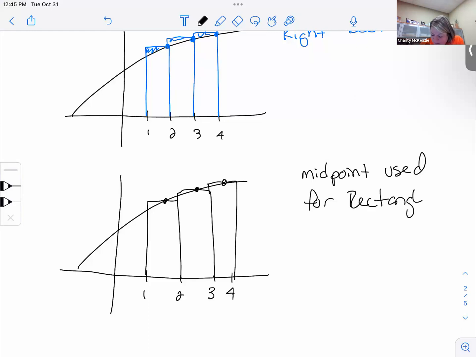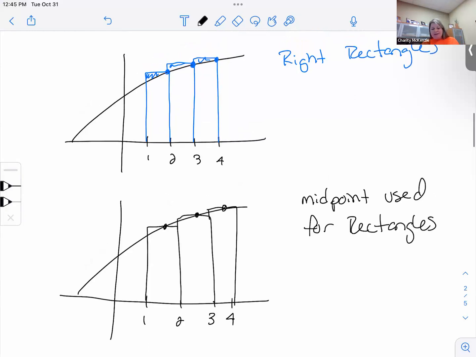You have a couple problems in your homework that'll be like, is this a left or a right? And basically, you just have to look at the graph and decide. It doesn't always have to be left or right, right? It could be from the middle.